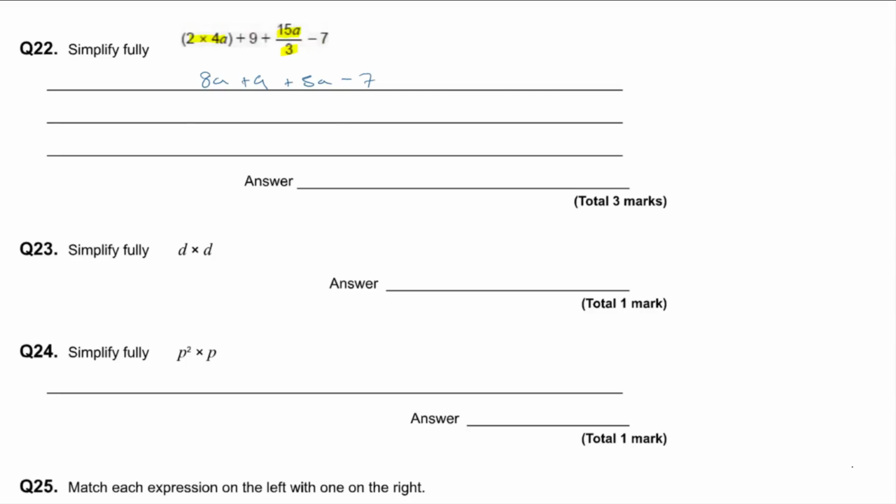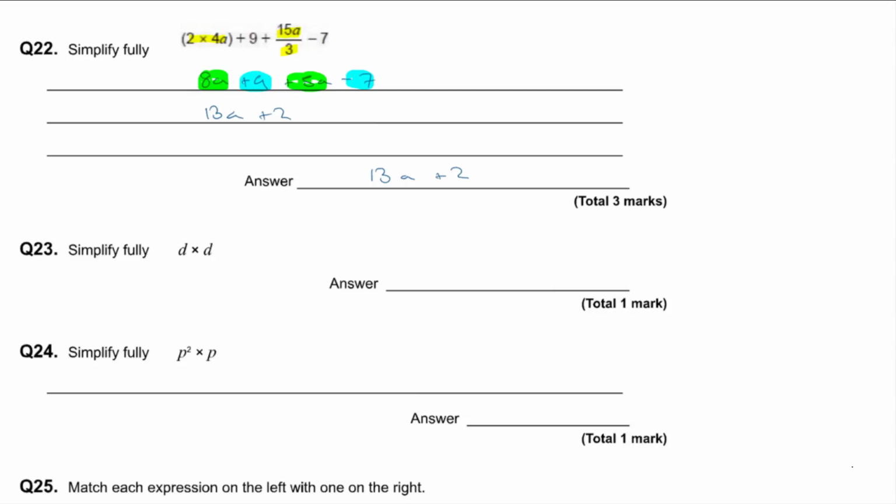Okay, so now I've got terms in a, I've got 8a and 5a, and I've got numbers, I've got 9 and minus 7. Okay, so adding the 8a and the 5a together, 8a and 5a make 13a, and then 9 plus negative 7, that's 9 take away 7, isn't it? That's 2. So 13a plus 2.